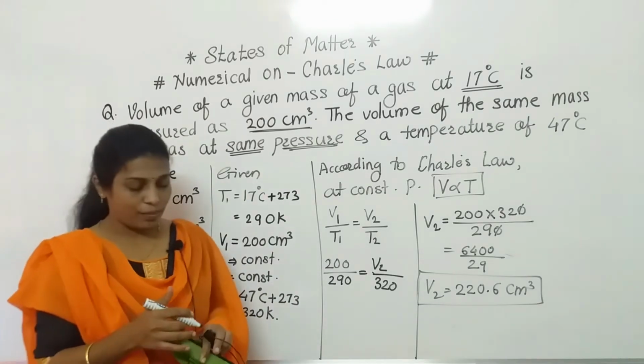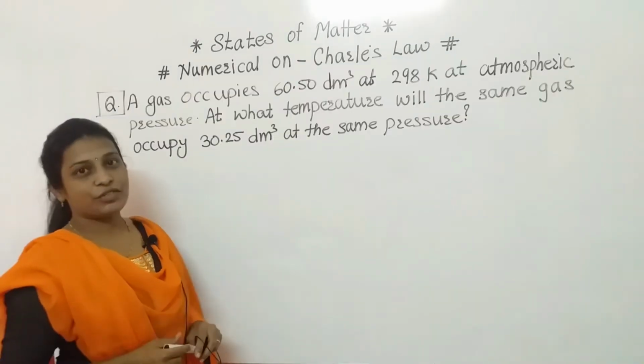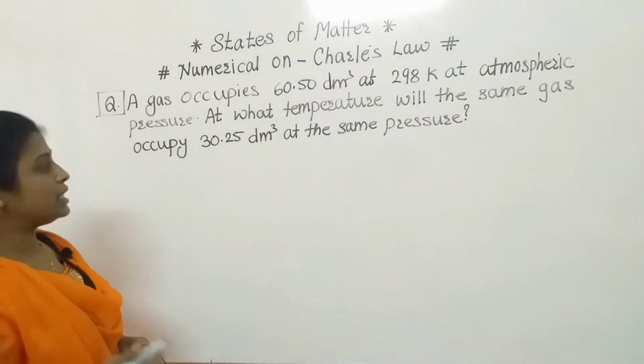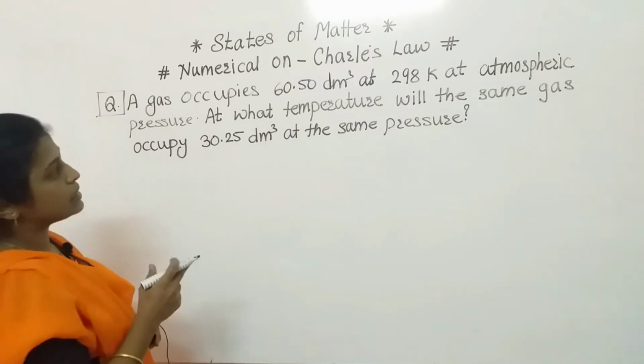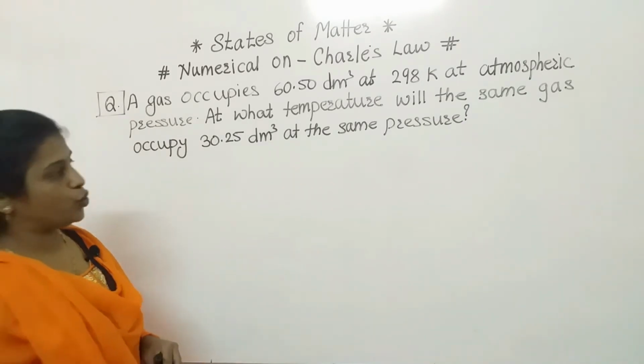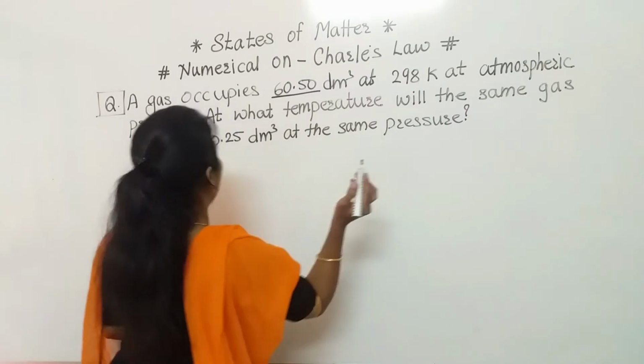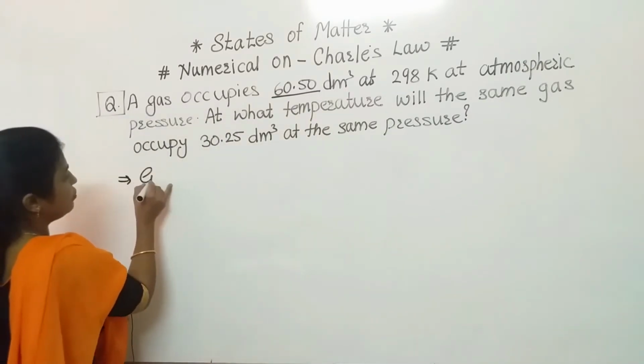So here we have completed our first numerical. Let's start with the second numerical. The second numerical is: a gas occupies 60.50 decimeter cube. Here it is the volume. So let's start with the given data.